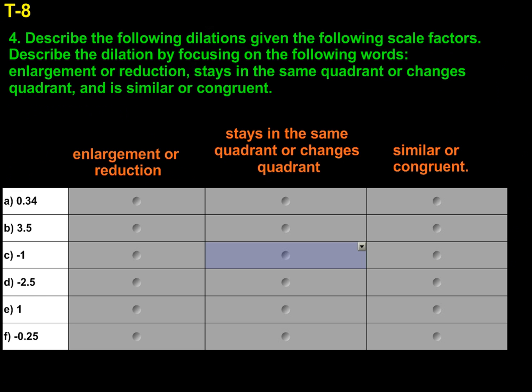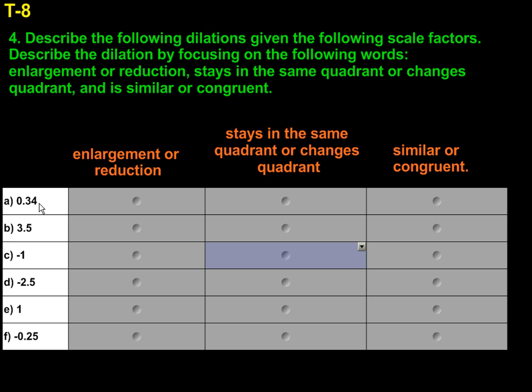For number 4, describe the following dilations given the following scale factors. Describe the dilation by focusing on the following words. Is it an enlargement or a reduction? Does it stay in the same quadrant or does it change quadrants? Is it similar or is it congruent to the original figure? Okay, so let's take these one at a time and look at each of these 3 situations.